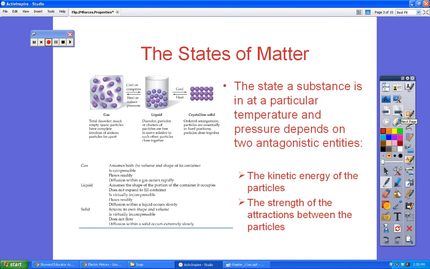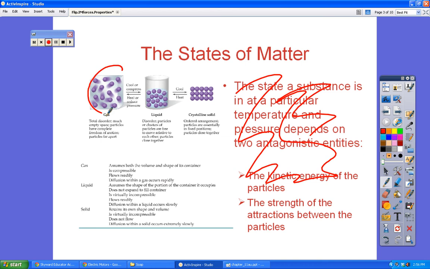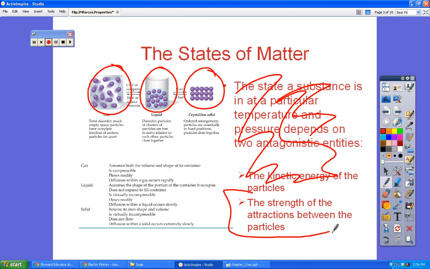Now, this slide has a lot of information on it. You don't need to write most of this down, so I'm just going to cross this stuff out for now. We're going to cover that in our next unit. What I want to focus on is that the states of matter, solid, liquid, gas, whatever it is, are determined a lot by the strength of the attractions between the particles. Those are those intermolecular forces: the hydrogen bond, the dipole-dipole, or the London dispersion.